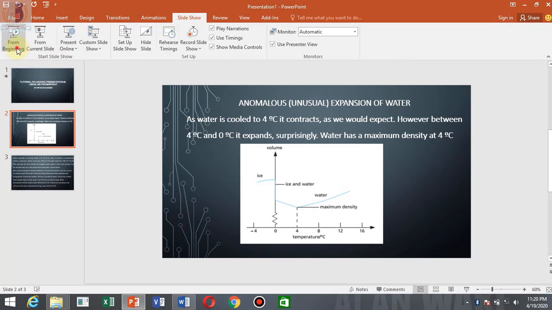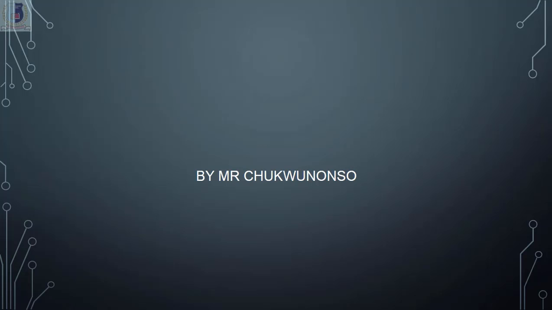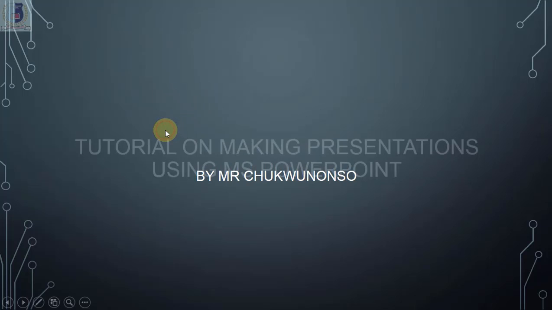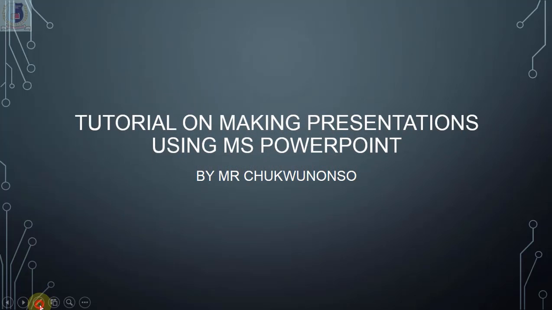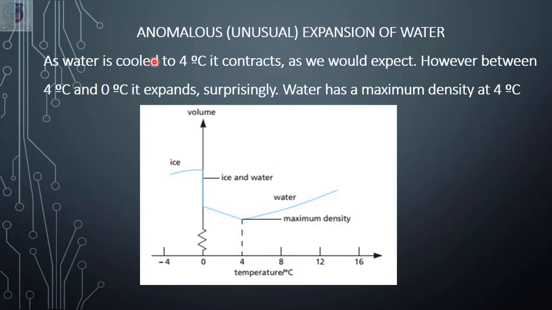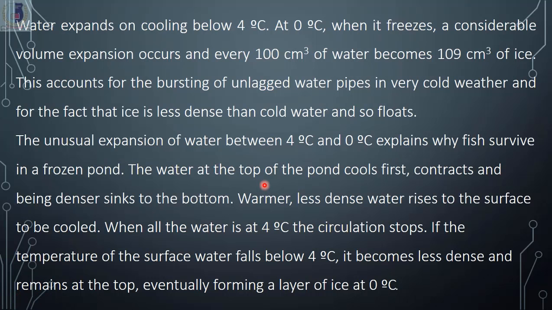Now we're going to present this. I'm going to click to start the slideshow. This is it, and that's the animation there. I'll click on the laser pointer so I can see properly what I'm doing. Tutorials on making presentations using MS PowerPoint. Now go to the next page. Normal loss or unusual expansion of water. You can see this on the screen. Explain this to your kids. Let's go to the next page.